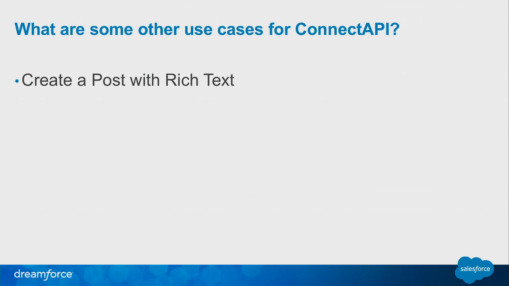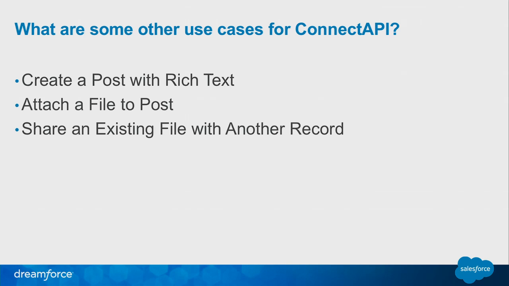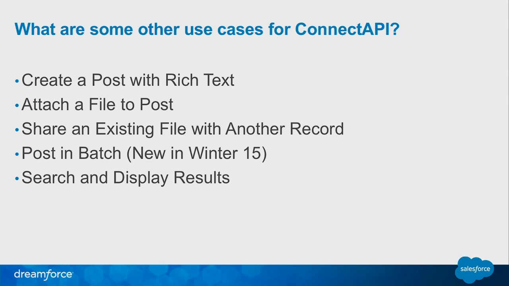So what are those other use cases for the ConnectAPI? Well, the key one there is creating a post with rich text, especially the @mention piece. That's a question you see a lot, and we're going to go through that today. If I want to attach a file to a post or share an existing file with a post, they're all things the ConnectAPI allows us to do. Now, new in Winter '15, which is a nice addition, we can now post in batch. So we're not going to hit some of those DML limits that were a previous potential challenge. We can also search and display results, so we can search those Chatter feeds, get back a set of results, and display them on a page.